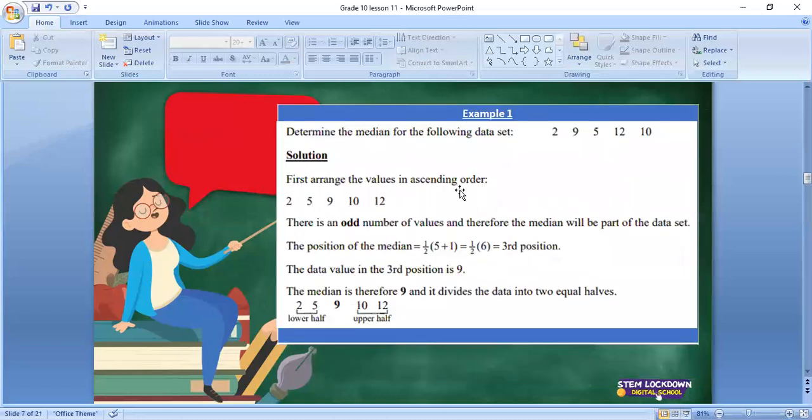Now let's see an example to demonstrate that. Example 1: determine the median for the following data set. We have the data set 2, 9, 5, 12, 10. What's the median? What is the first thing to do?